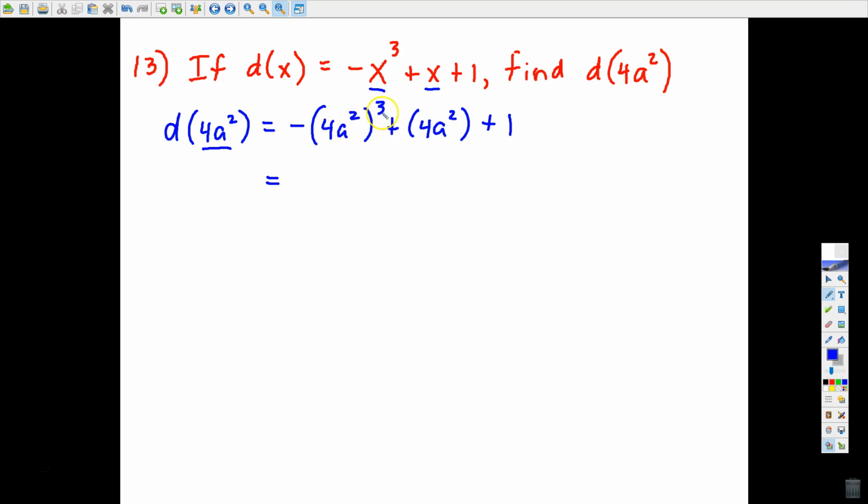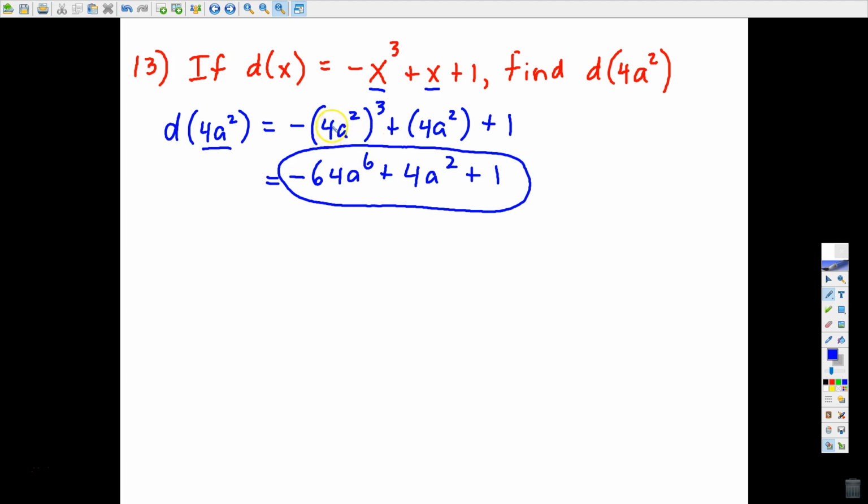So 4 to the third is 64. a squared to the third is a to the sixth. So that's 64a to the sixth, and this is like multiplying by -1. That's going to make it negative 64a to the sixth plus 4a squared plus 1. There are no like terms in this that can be combined, so that ends up being our final answer.